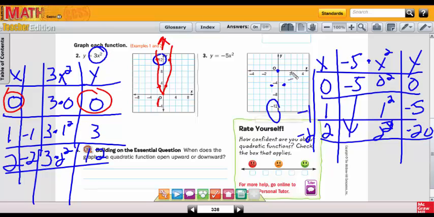So let's just kind of estimate where that would be. If we had +2 down to -20, it'd be down in this range somewhere. And at -2, we would be down over here somewhere. And we would have a downward facing parabola.